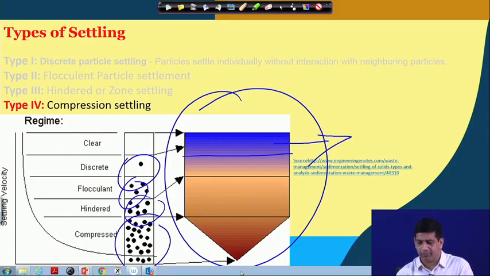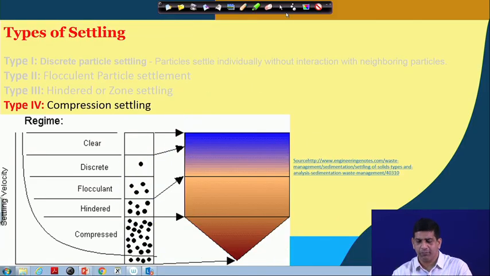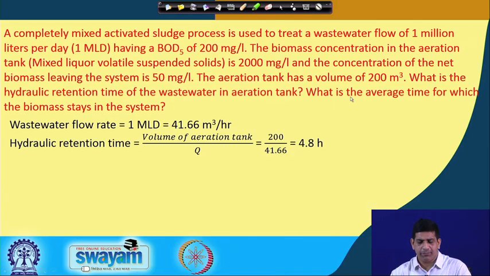Things will settle at the bottom because of the weight, and things will just keep on coming down. So, sludge will be removed from the bottom and effluent will be removed from the top. Some examples are given here.